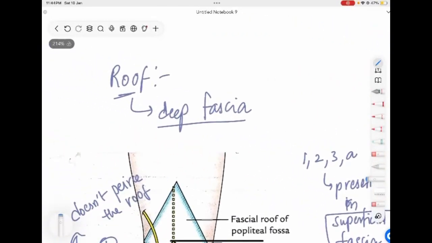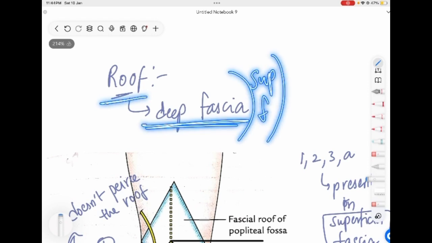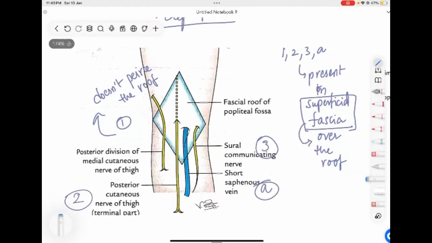So now let's talk about the roof. The roof is formed by the deep fascia. The deep fascia is covered by the superficial fascia, and the superficial fascia in turn is covered by the skin. There are contents which pierce through the roof and then pierce through the superficial fascia.